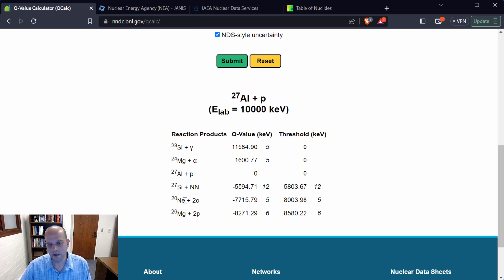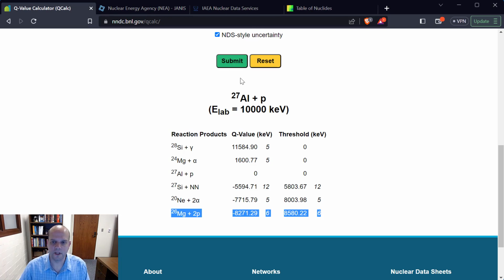So I could do neon 20, and I get 2 alpha particles, or I could have magnesium 26 and I get 2 protons. So I send a proton in and I get 2 protons out. So that would be a good reaction if you're looking for proton generation.